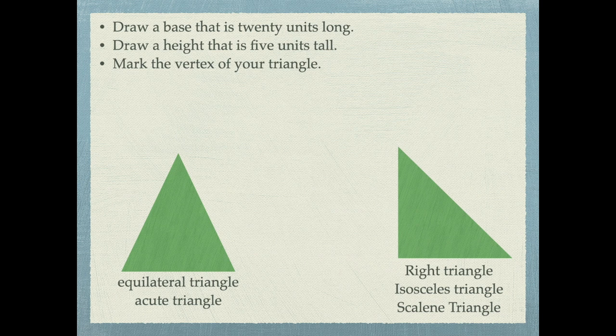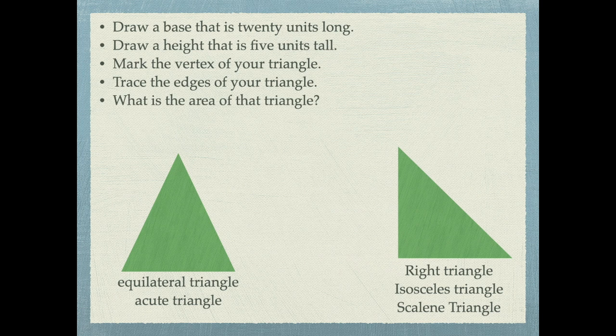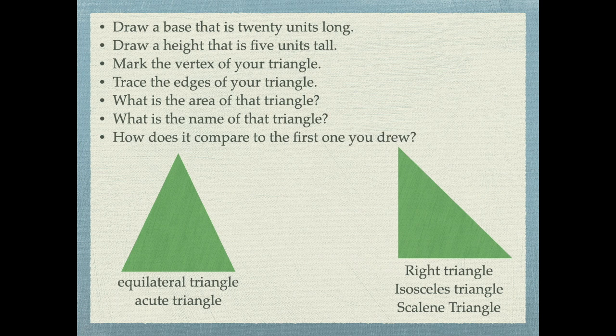Mark the vertex of that triangle and trace the edges of it. Pause the video and figure out the area of the triangle that you just drew. What is the name of the triangle now? Is it an obtuse one or is it still acute? Is it right? What kind of triangle is it? And how does that compare to the first triangle that you drew?